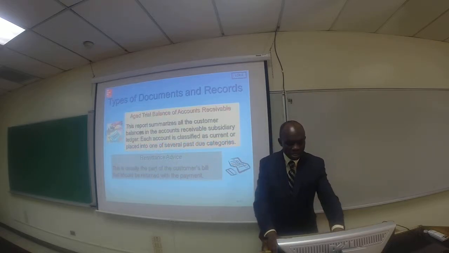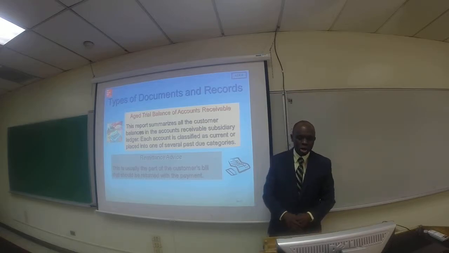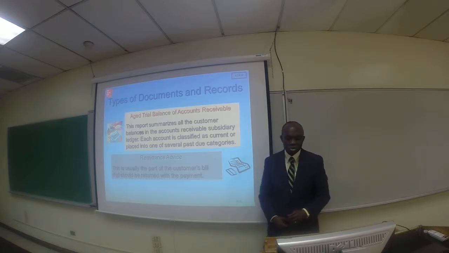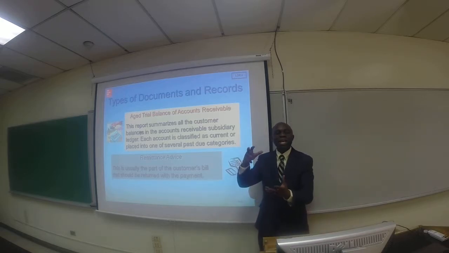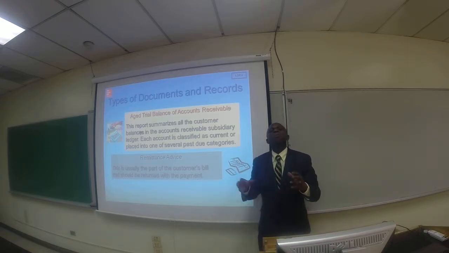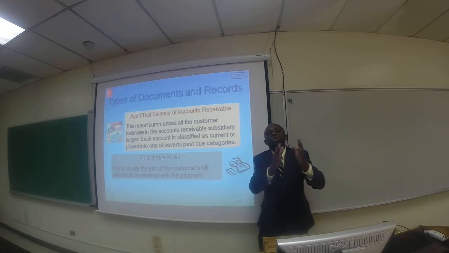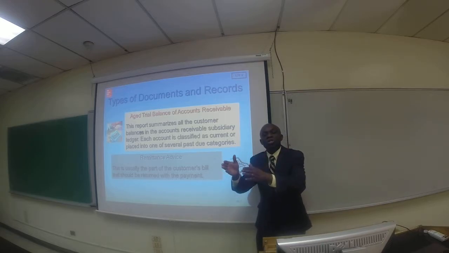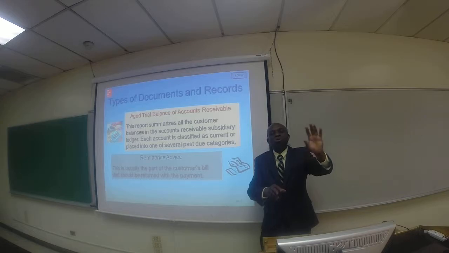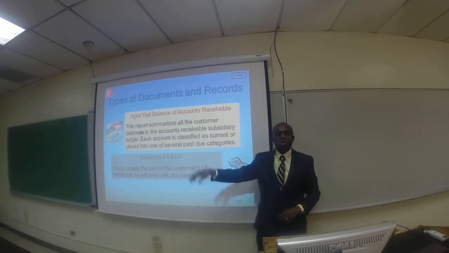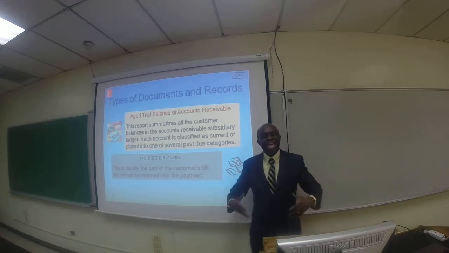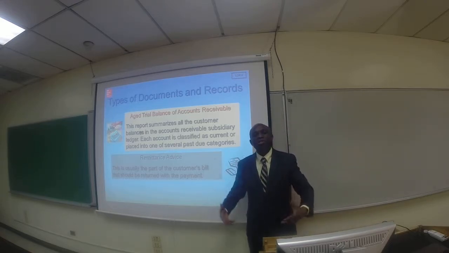Moving along, let's take a look at the age trial balance of accounts receivable. This definitely will be a record because you can generate age trial balance of accounts receivable, meaning your accounts receivable is put into different ages. These are customers that owe us from 0 to 30 days, customers that owe us from 31 to 61 days, so on and so forth. So we call that age trial balance of accounts receivable.